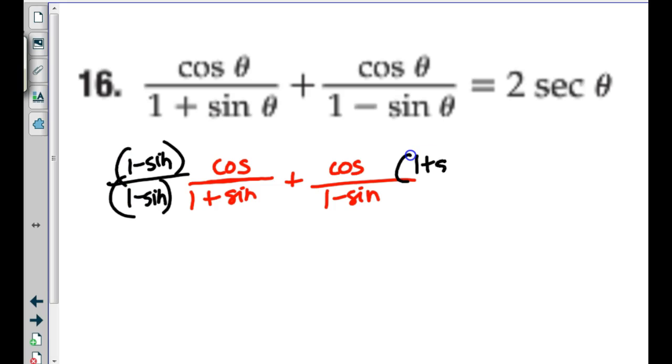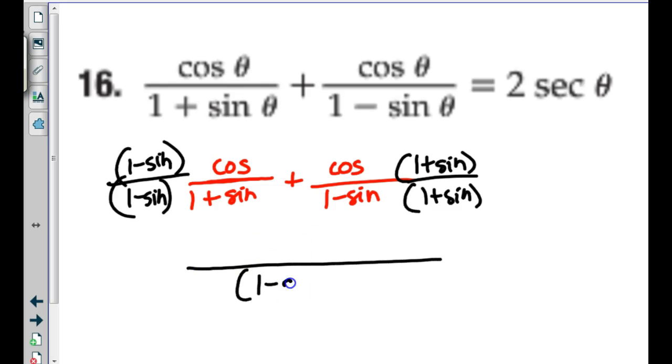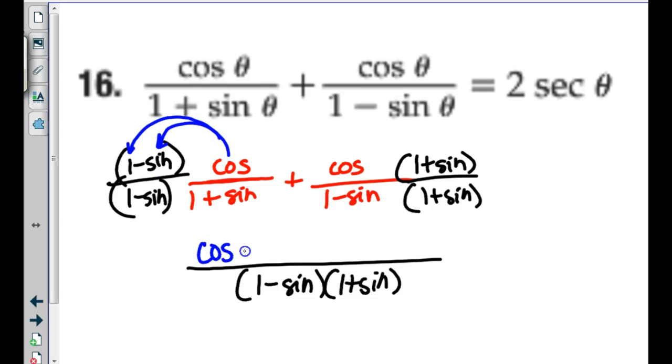And over here, 1 plus sine. Okay. So the new denominator is going to have a 1 minus sine and a 1 plus sine. What's happening up top? Cosine times 1 is cosine. Cosine times negative sine is a cosine sine, doesn't matter which. Over here we have a plus cosine, and then we have a plus cosine sine.